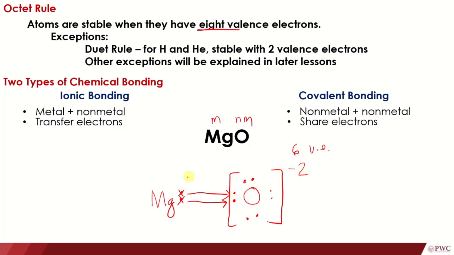Okay. Then this one is magnesium. It has lost 2 electrons. It becomes positive, and since it has lost 2 electrons, the charge becomes +2. So this is the electron configuration for magnesium oxide.